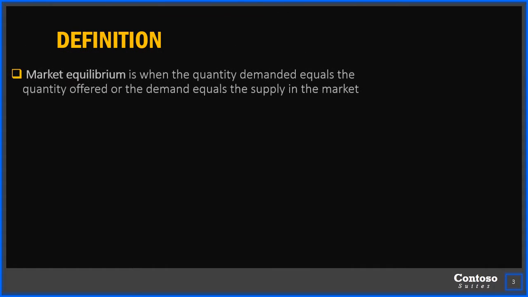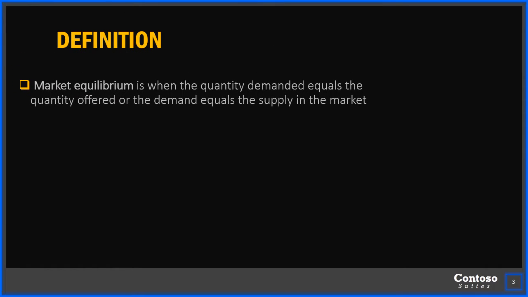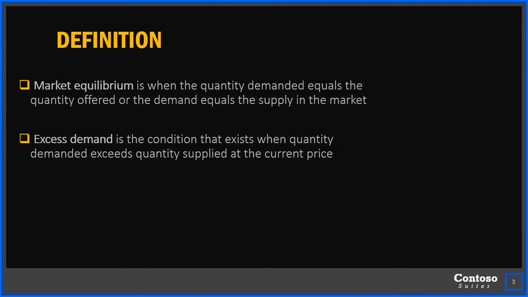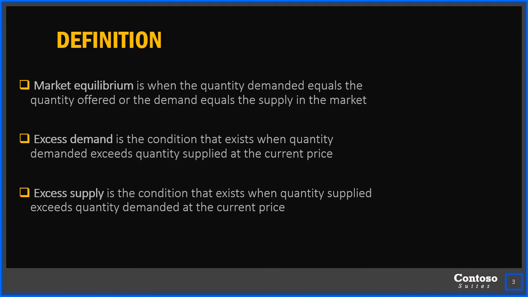Definition: market equilibrium is when the quantity demanded equals the quantity offered, or the demand equals the supply in the market. Excess demand is the condition that exists when quantity demanded exceeds quantity supplied at the current price. Excess supply is the condition that exists when quantity supplied exceeds quantity demanded at the current price.